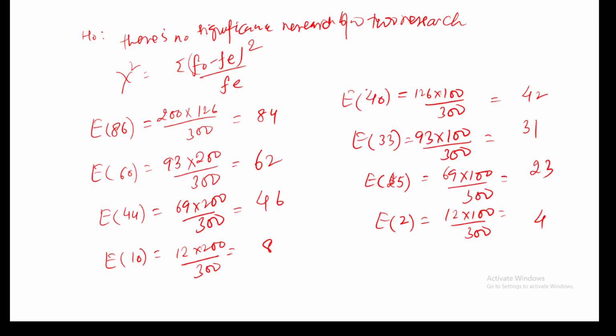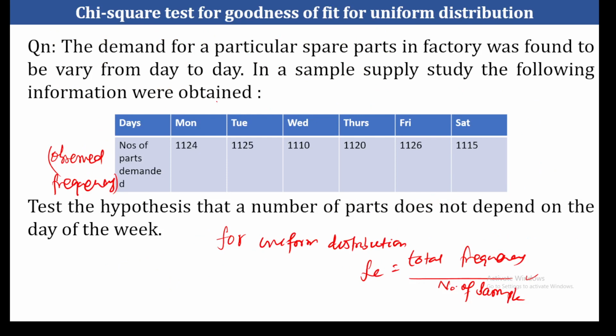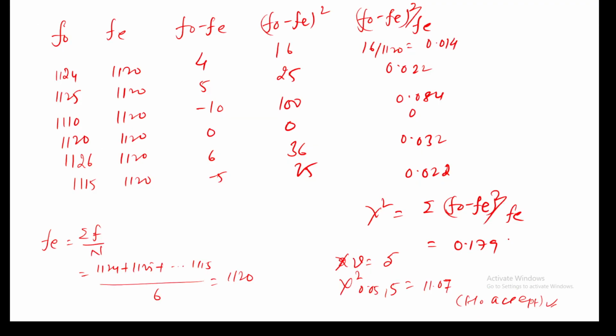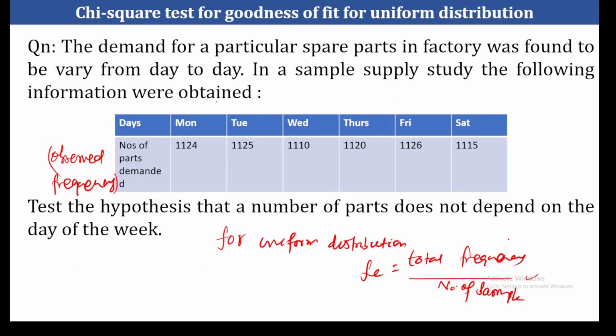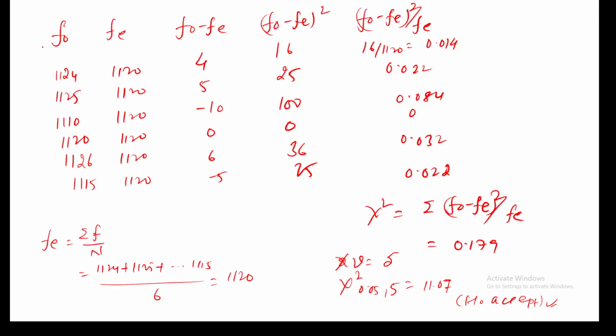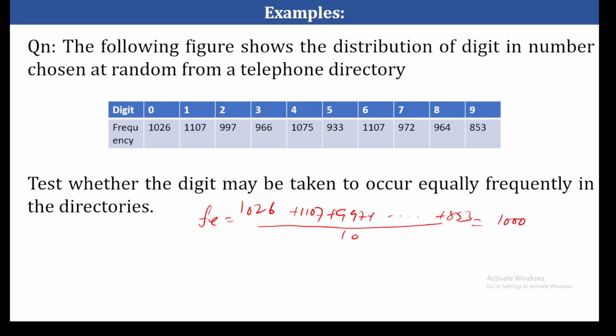Then again we have one more example. The second test is the chi-square test for the goodness of fit for the uniform distribution. The uniform frequency will be the total frequency divided by the number of samples. The observed frequencies and total frequencies are here, and the uniform frequencies will all be the same. Now you can apply the same formula and you will get the chi-square value.